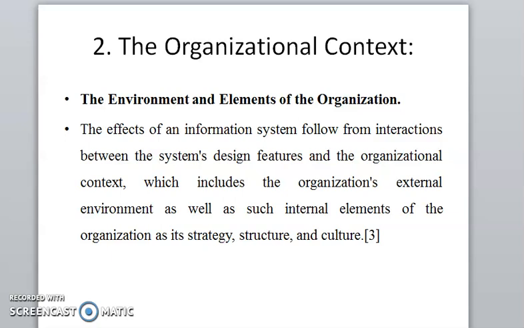The second component in the IT interaction model is organizational context. Organizational context has as its sub-parts the environment and elements of the organization. So the effect of an information system follows from the interaction between the system design features and the organizational context, which includes the organization's external environment as well as such internal elements of the organization as its strategies, structure and culture.